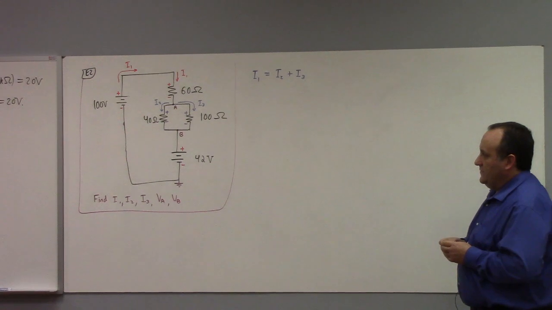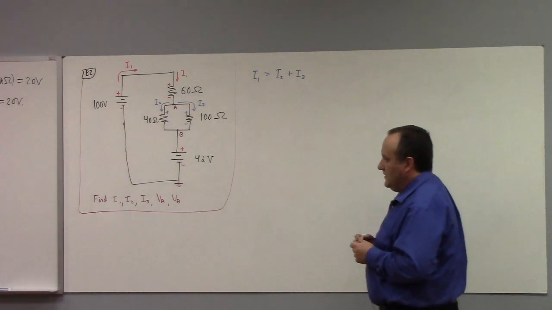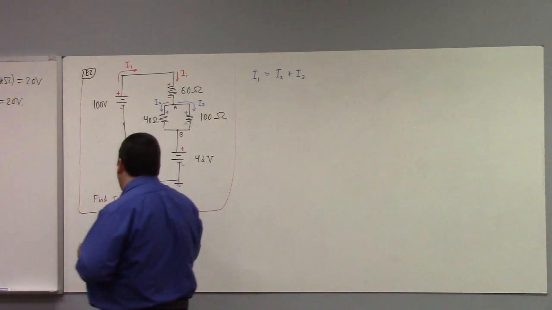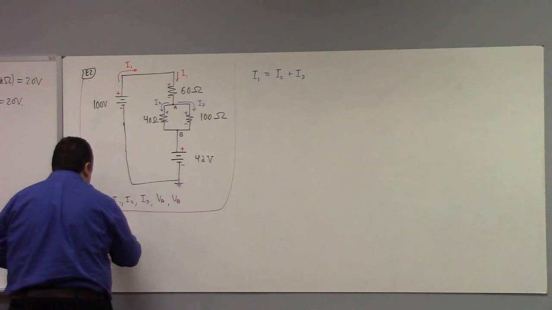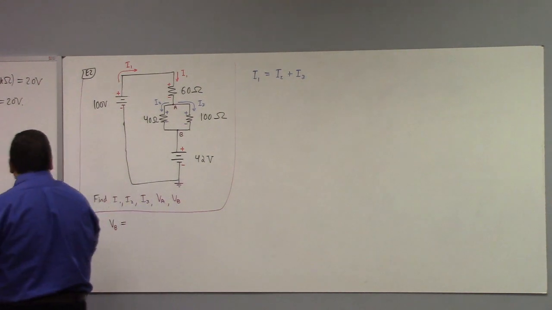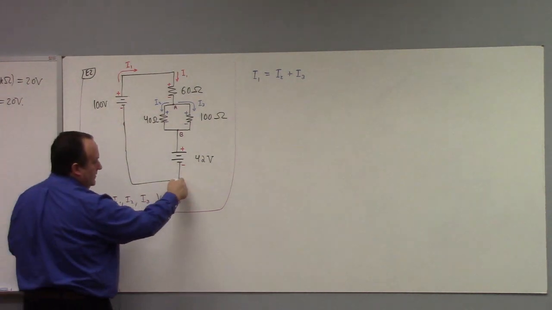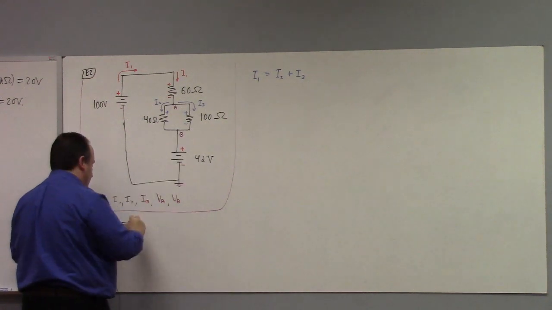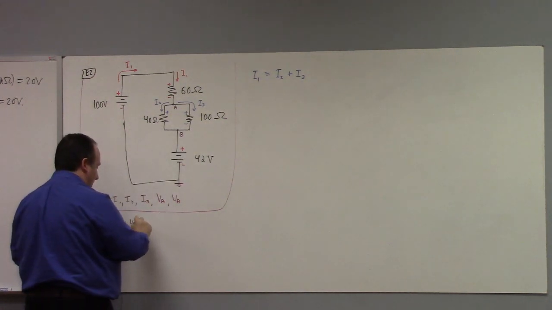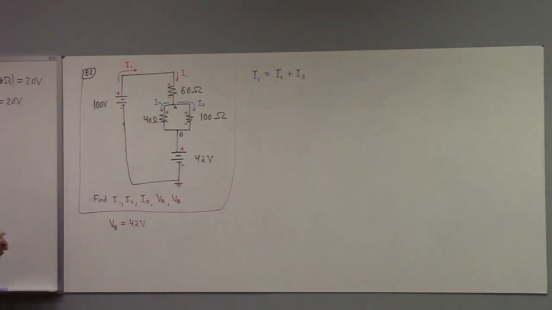So actually, can you tell me what VB would be then? We can figure that out without any further work. What's VB equal to? 42 volts would be correct because it's 0 here and we're going up 42 volts. So there, we got that one done. Yay.